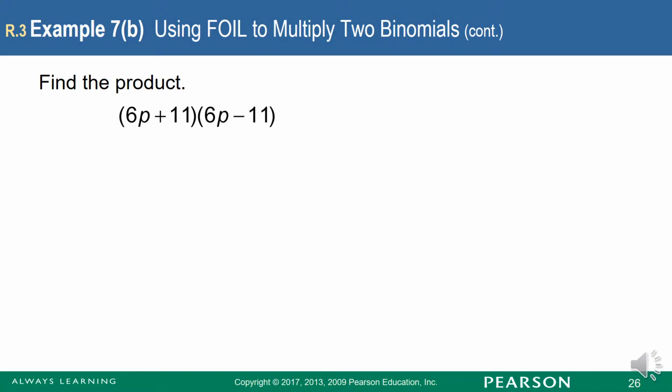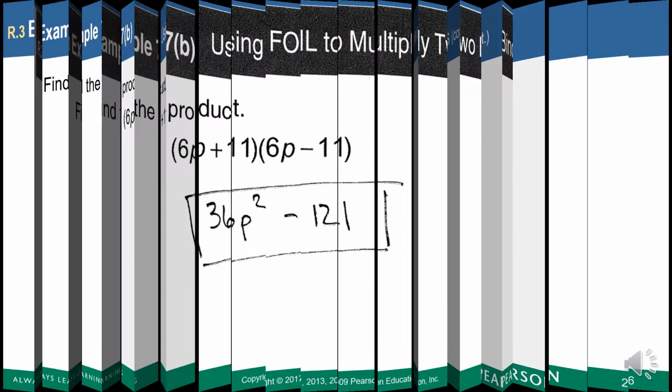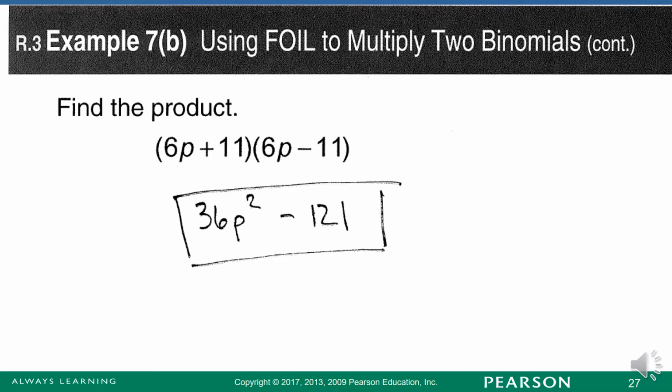This one we can also FOIL, but notice that here the inner term is plus 66, here it is minus 66, so they cancel out. So at the end of the problem we have this answer.